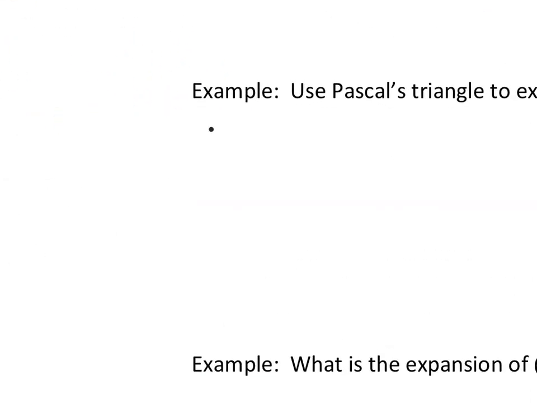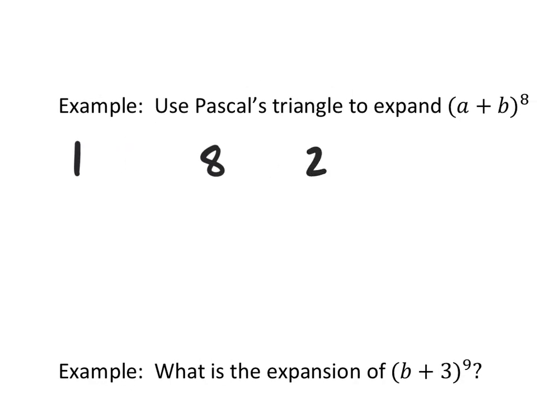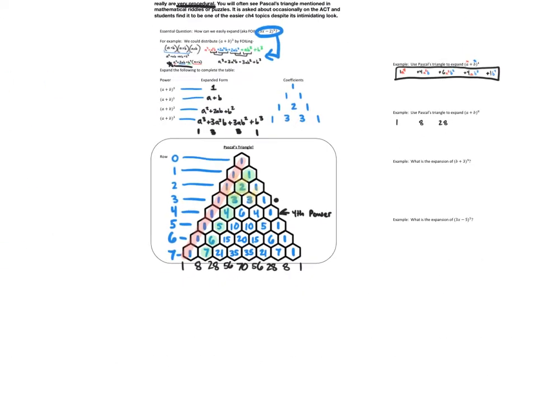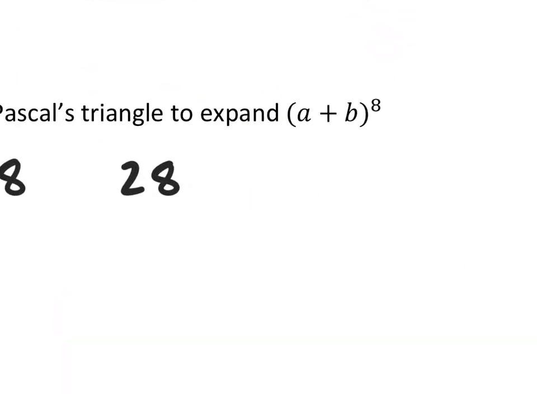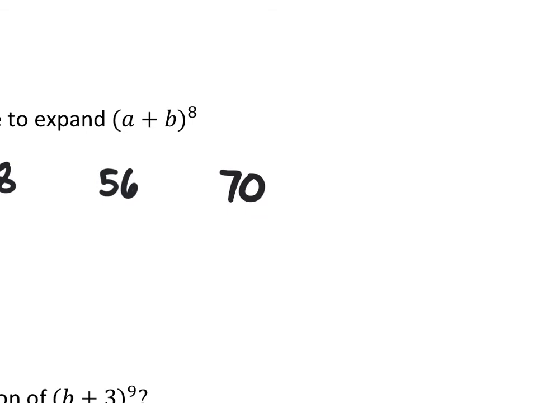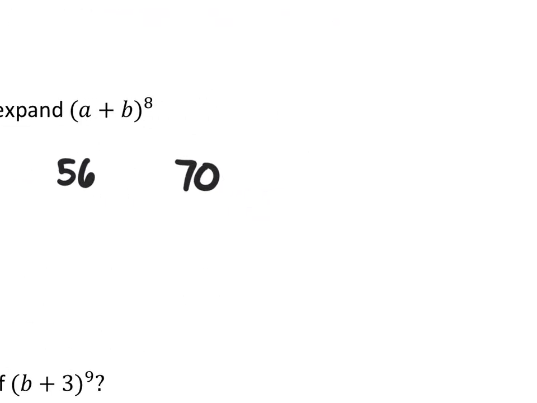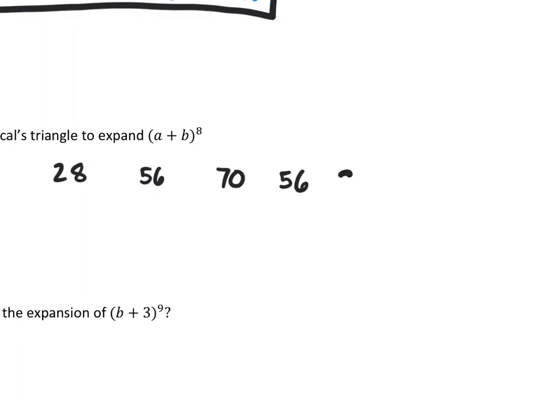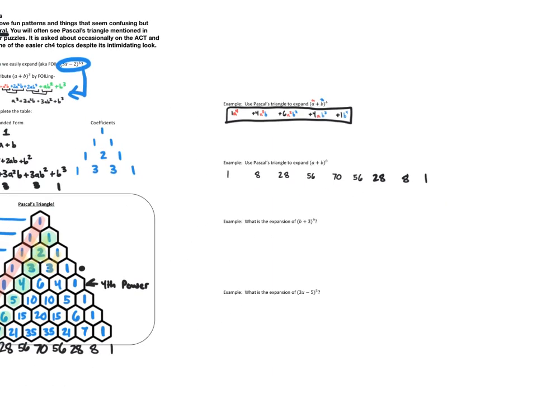1, 8, 28, 56, 70, and then it starts to scale back down. So we have 56, 28, 8, and 1.